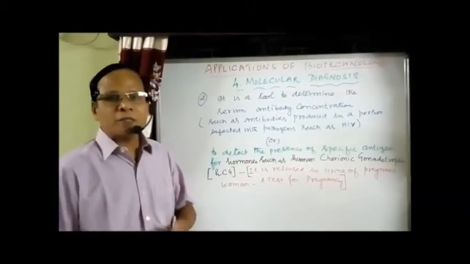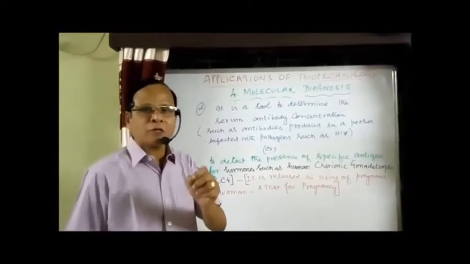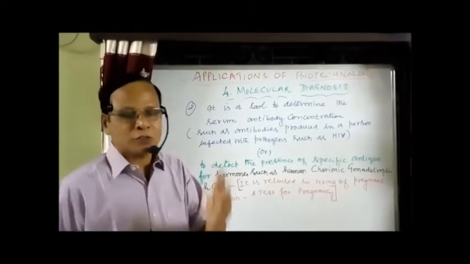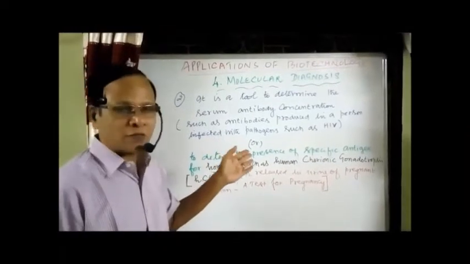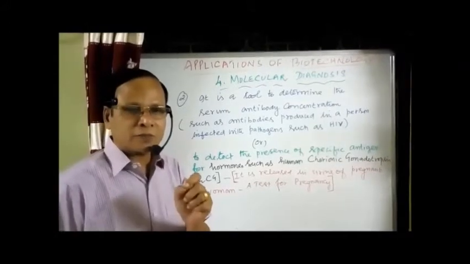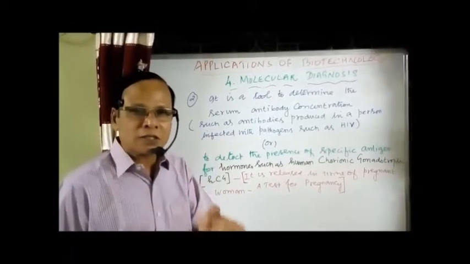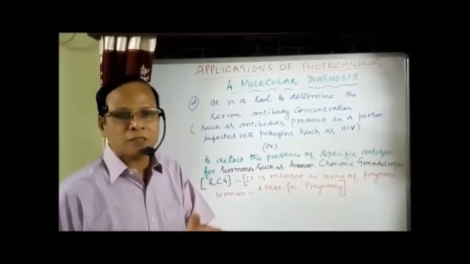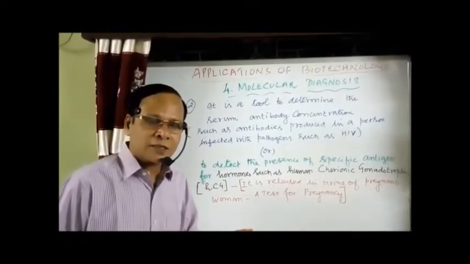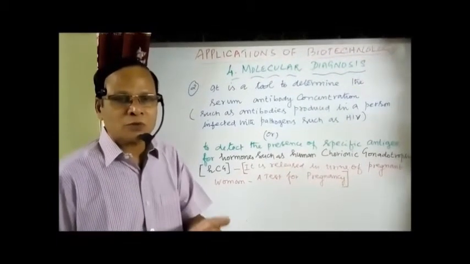Another importance of ELISA test is, it is a tool to determine the serum antibody concentration. How much antibodies are present after the infection with the pathogen. For example, when a person is infected with the HIV, it stimulates the production of antibodies. So one can determine the amount of antibodies present in the plasma, or we can say the concentration of antibodies in the serum. That's called serum antibody concentration. Because the virus is acting as an antigen, stimulating the production of antibodies. More the amount of antibodies, more is the infection.